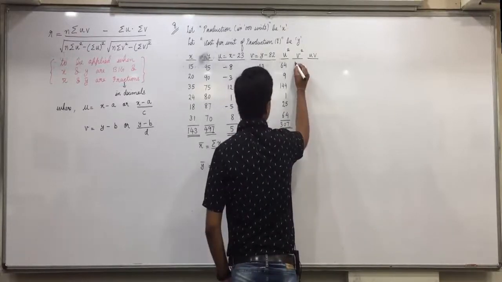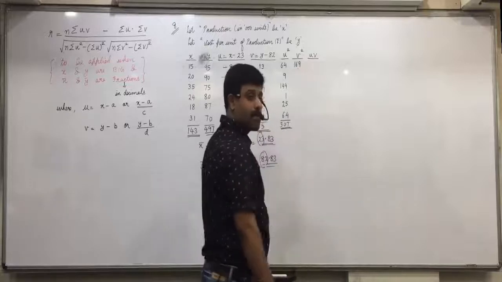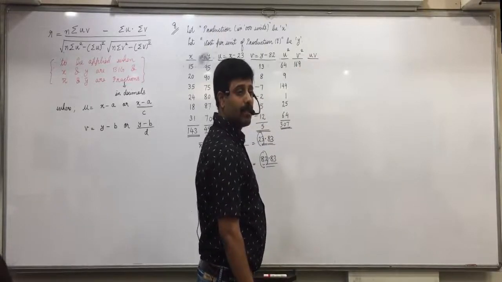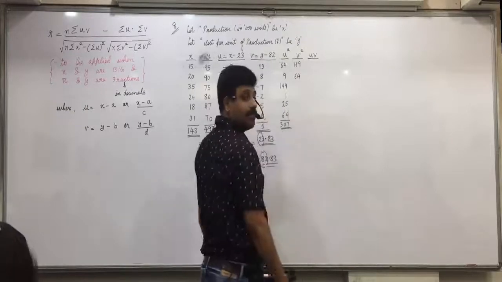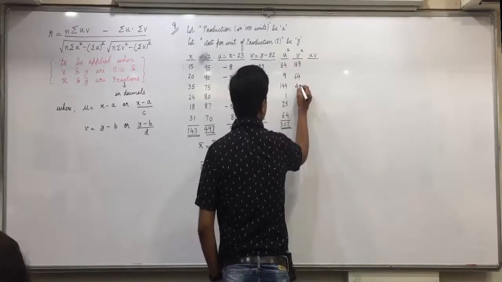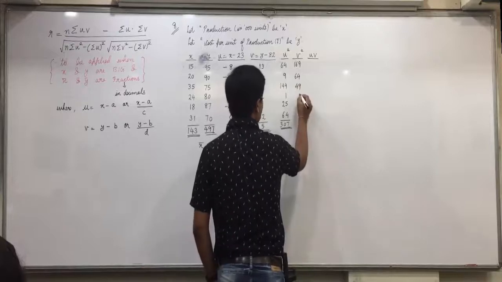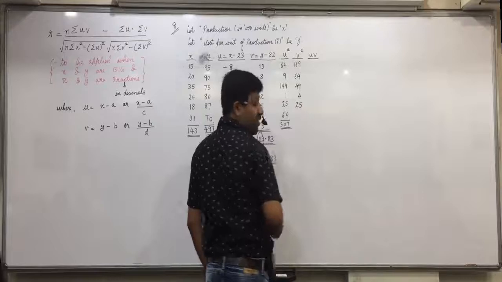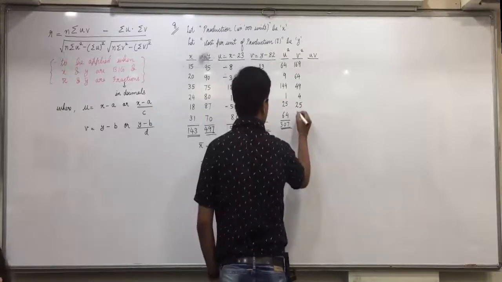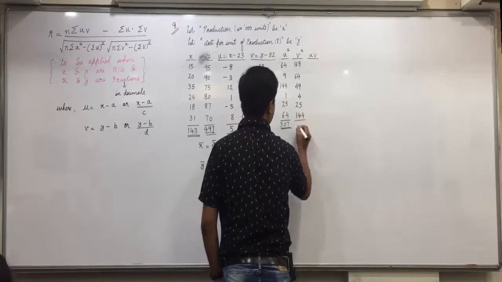169. 13 square 169. 64. 8 square 64. 49. 7 square 49. 4. 2 square 4. 25. 5 square 25. 144. 12 square 144.